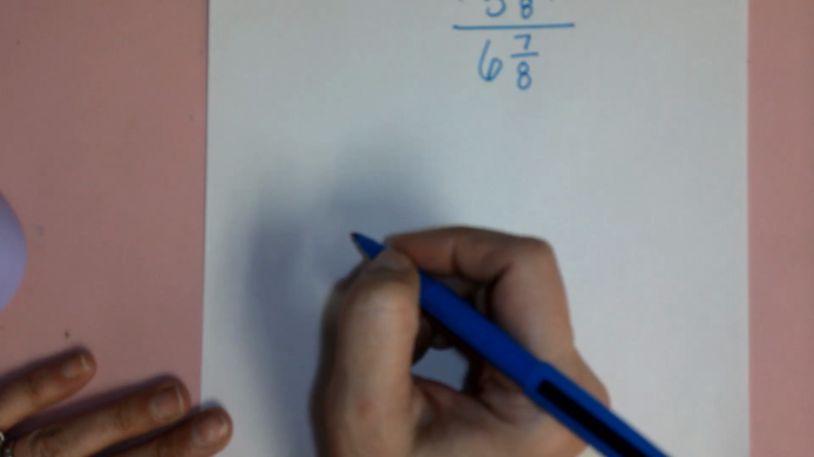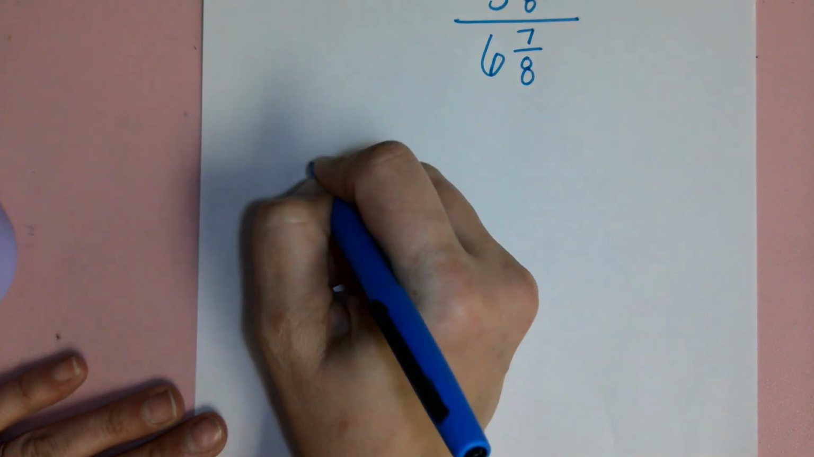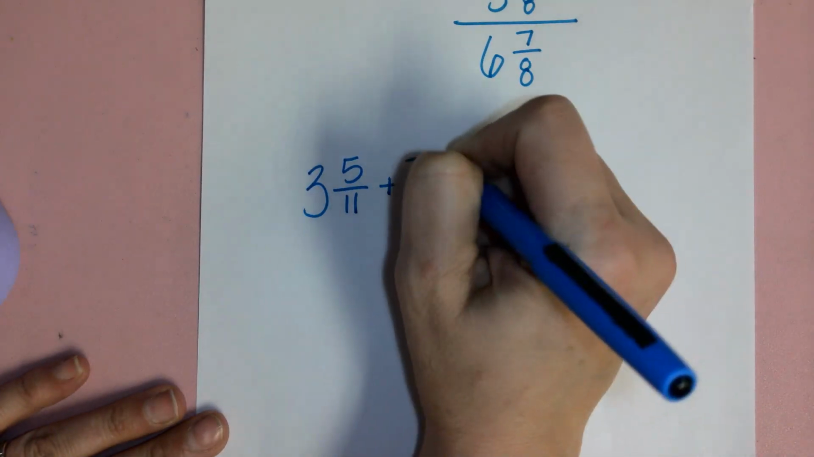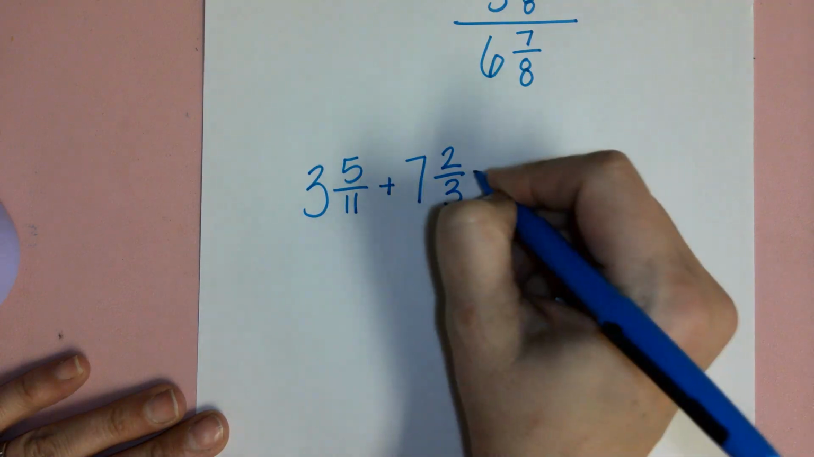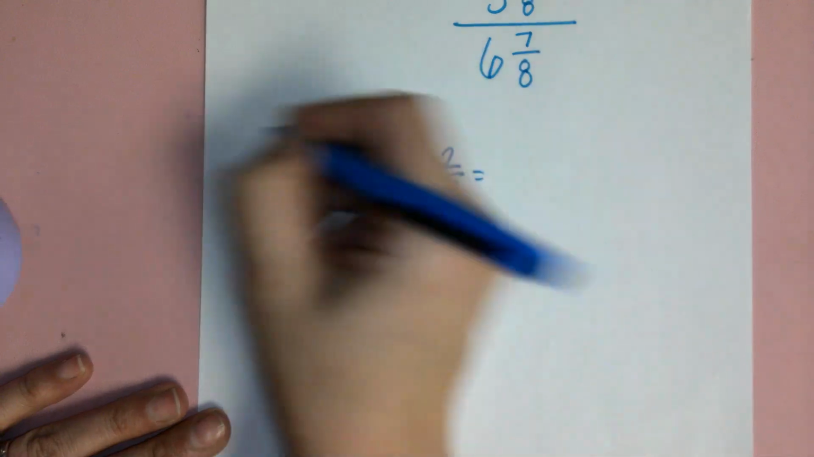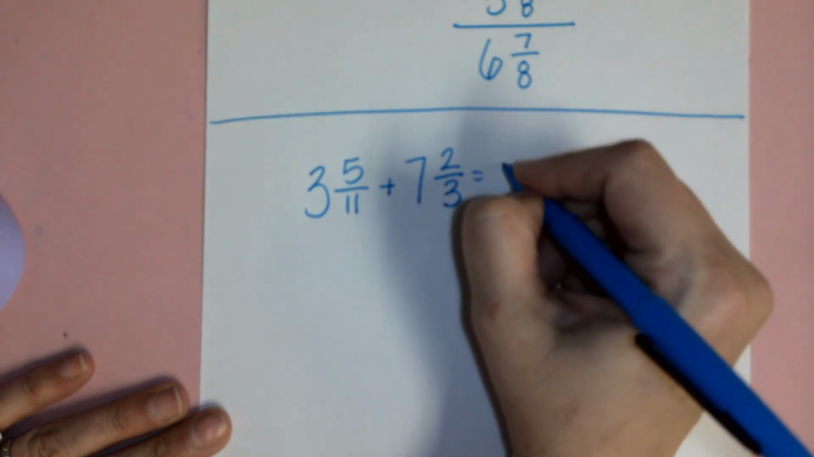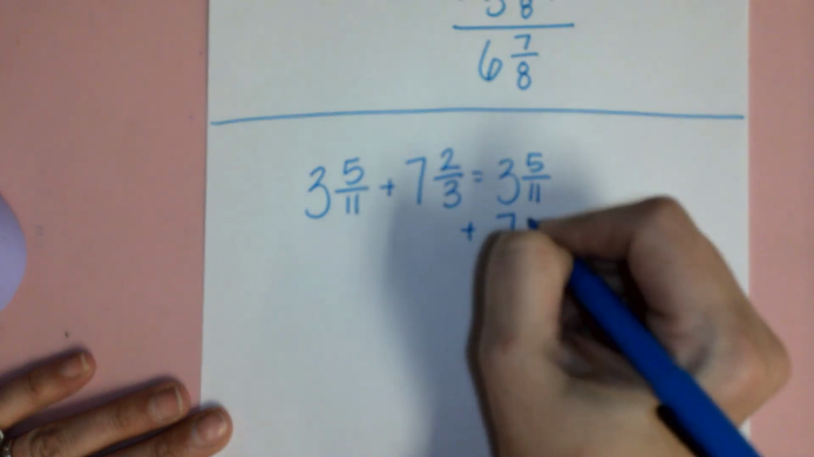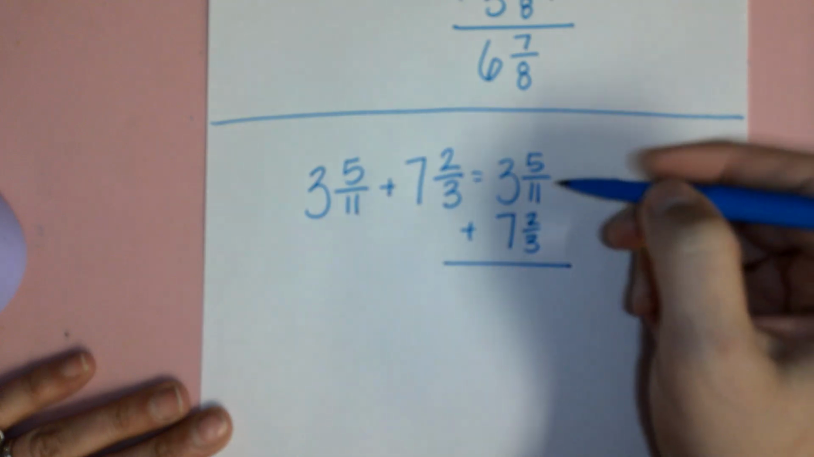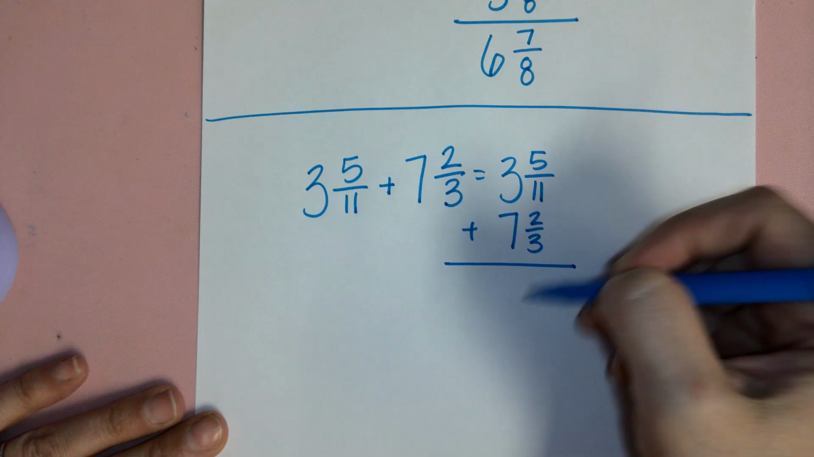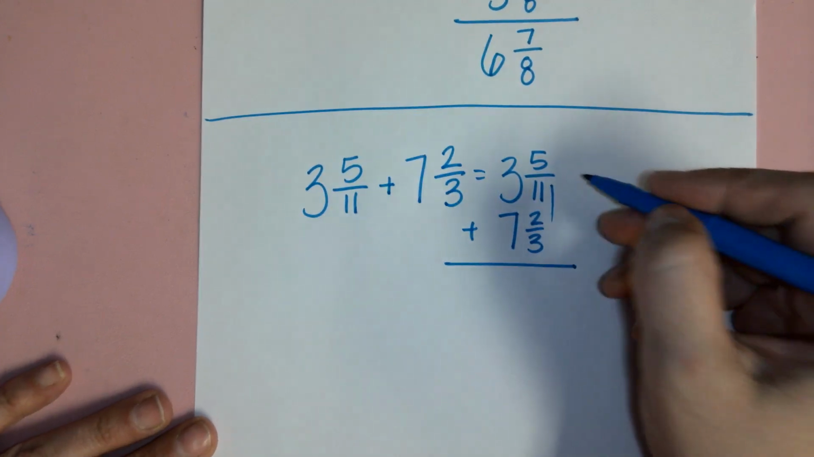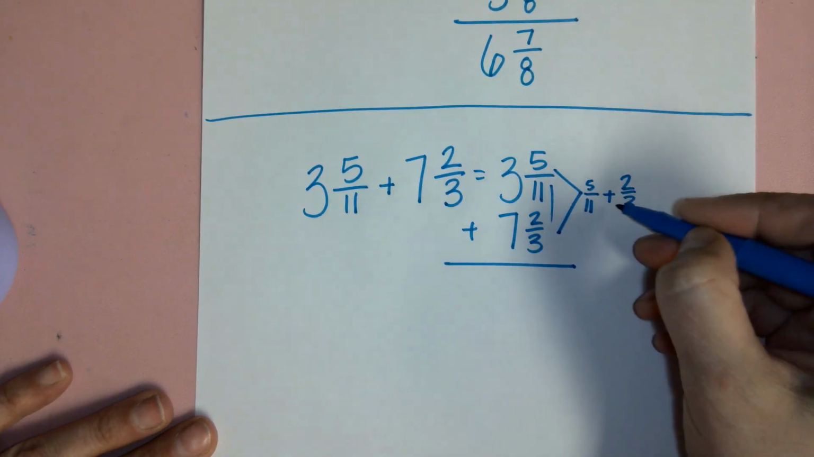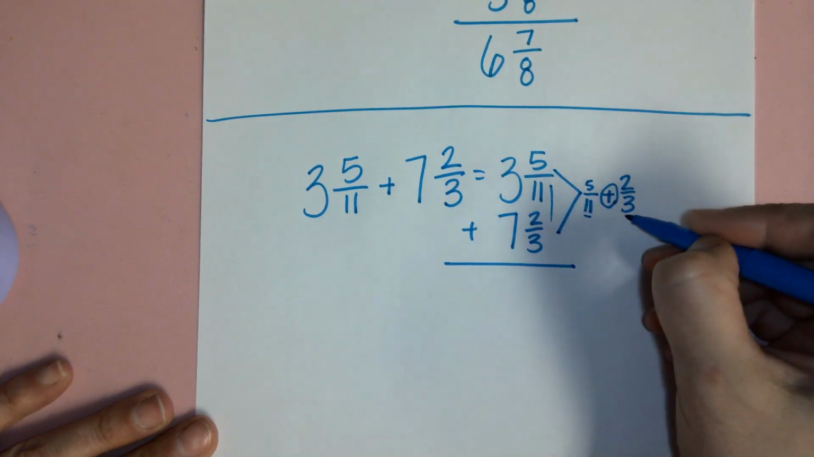So I'll try another one, which will be 3 5/11 plus 7 2/3. Now again, I want to set it up top to bottom. Make sure I just kind of divide that. So I'm going to write 3 5/11 plus 7 2/3. Again, this helps me visualize. I have whole numbers to add and I have a fraction to add. So I'm going to take my two fractions here, 5/11 plus 2/3. When I am adding fractions, I have to have a like denominator.